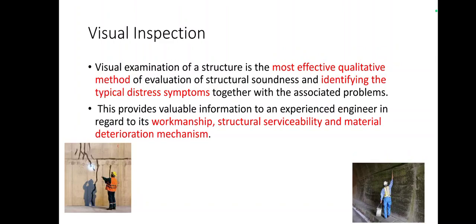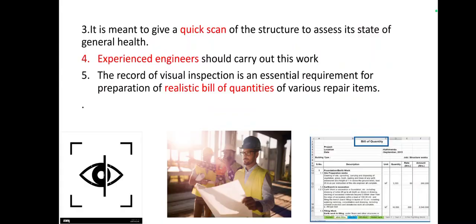Okay, so it provides information about the workmanship: what type of concrete has been provided, the skill of the labor used, and also the serviceability of the structure, and what the mechanism is. Suppose if any corrosion has occurred, what mechanism it has followed. So everything we can identify only by visual inspection, and it is like a quick scan.